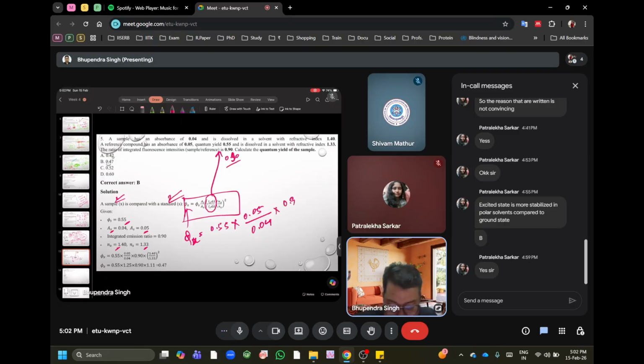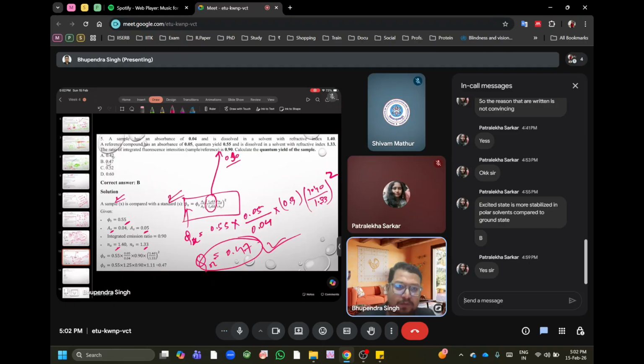Integrated fluorescence intensities is 0.9. And then what is left? The refractive index of your sample is 1.4 and of the reference 1.33. If you calculate it out, the quantum yield of your sample would be 0.47.